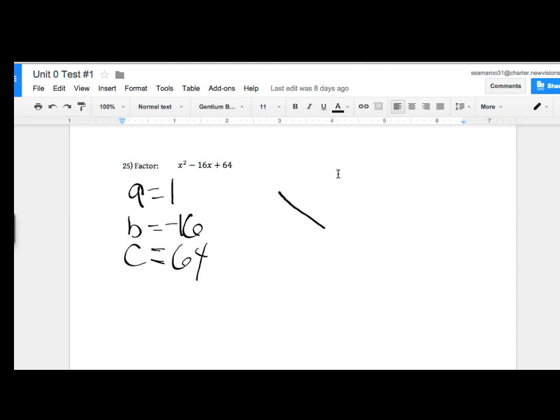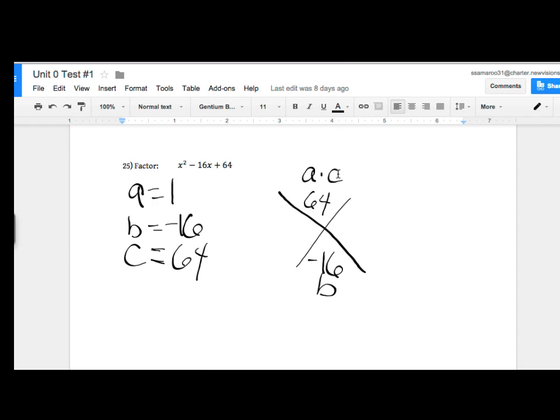I'm going to make my x. I know that the top is a times c. The bottom is b. A times c gives me a positive 64. B is negative 16. So now I need to think of numbers that will multiply together to get me 64, but will add together to get me negative 16. Wait, the top is multiplying and the bottom is adding? Yes.